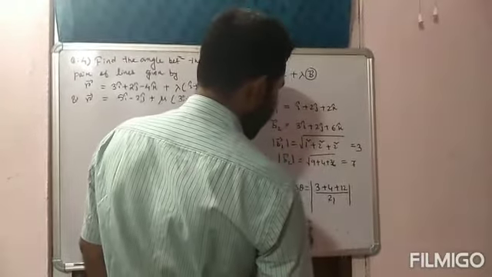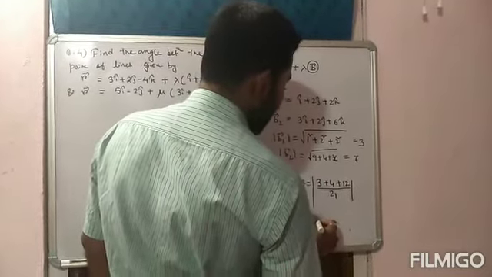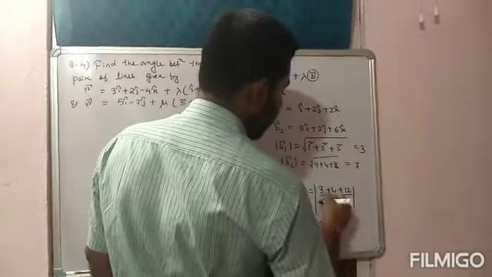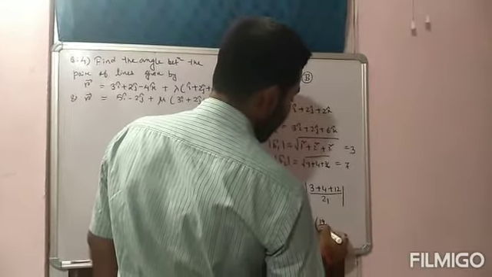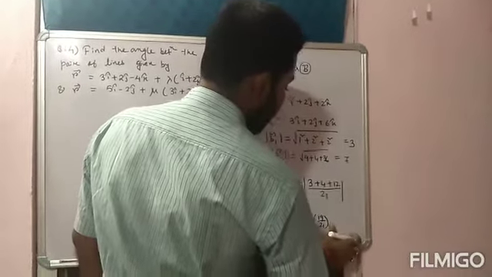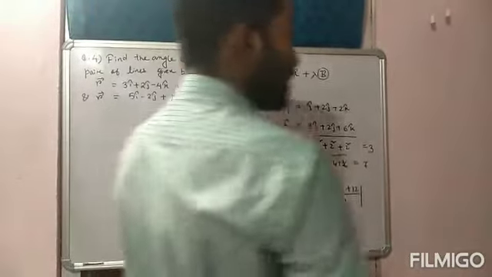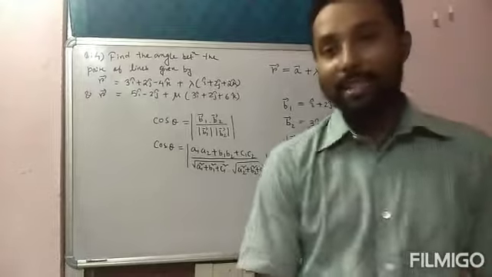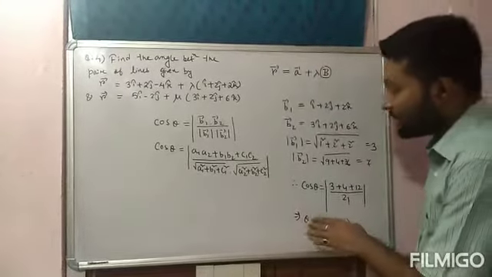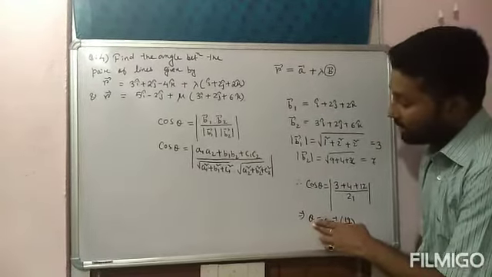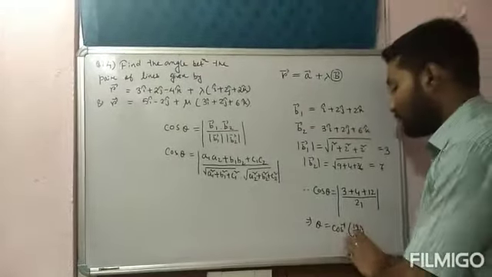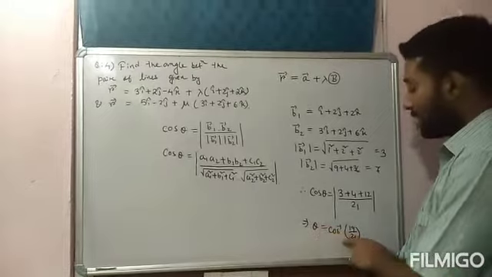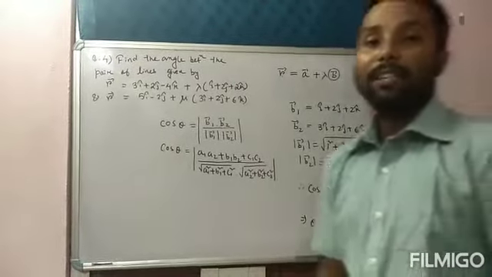So theta is equal to cos inverse of 19 by 21, which is the required answer. Since you are asked to find the angle between the two lines, the angle between the two lines is theta only, not cos theta. तो इसीलिए cos को लेफ्ट हैंड साइड से राइट हैंड साइड में लेके आया, इसीलिए cos इनवर्स हो गया. So the final answer is theta is equal to cos inverse of 19 by 21.